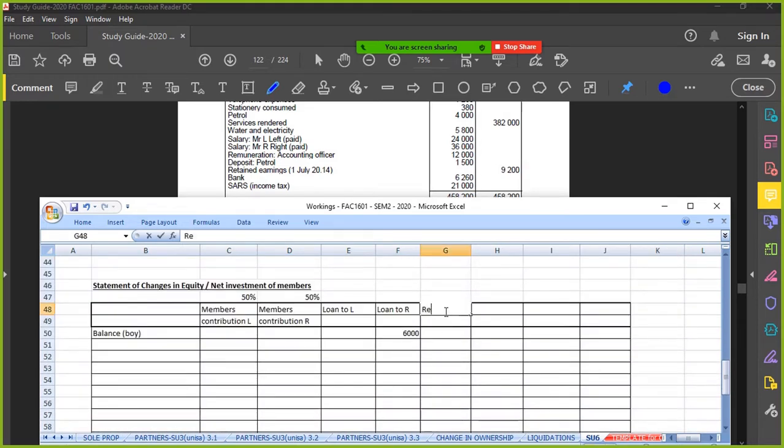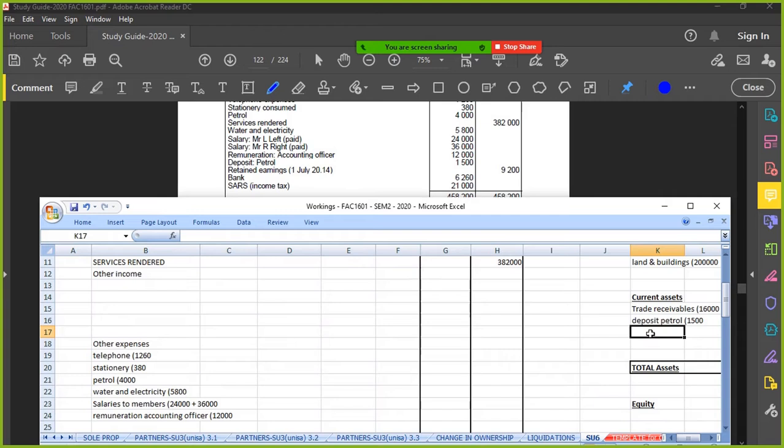Retained earnings. This is SOCI. Yes, retained earnings at the beginning of the year, 9,200. Good. You asked me about this last week. What is retained earnings? Do you remember? It's when a company keeps profit within the business and doesn't distribute it to the members. Yes, good. Bank. Current asset. 6,260.